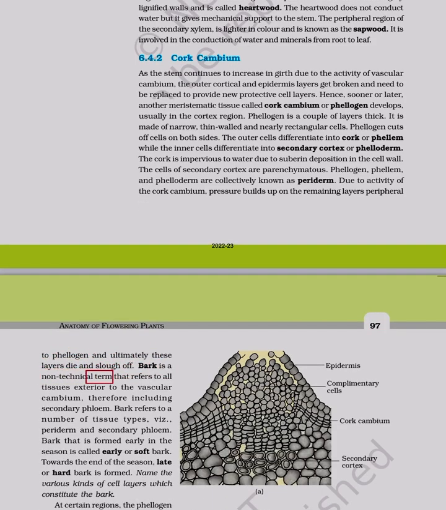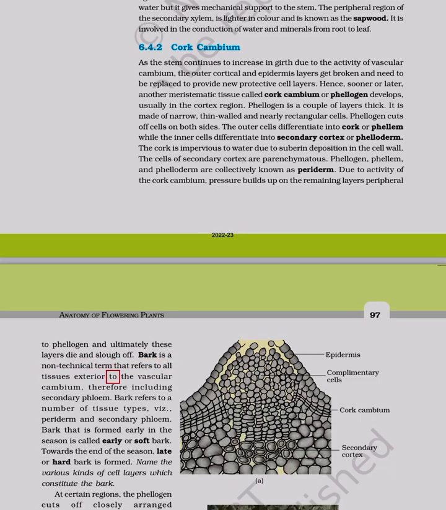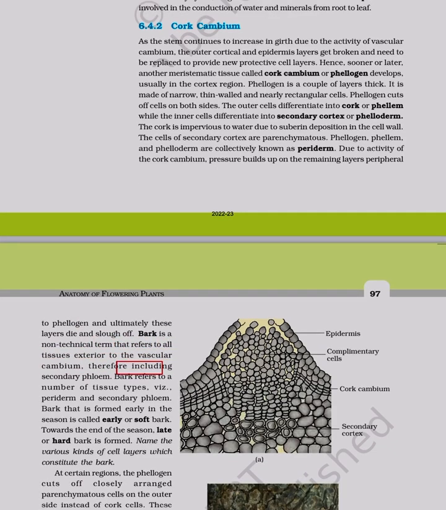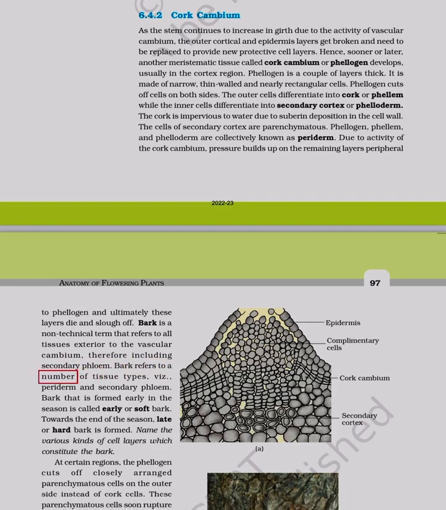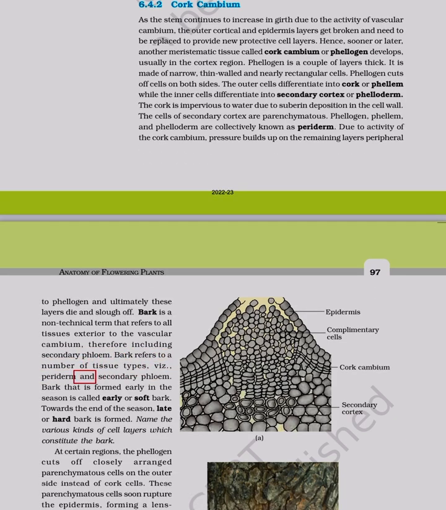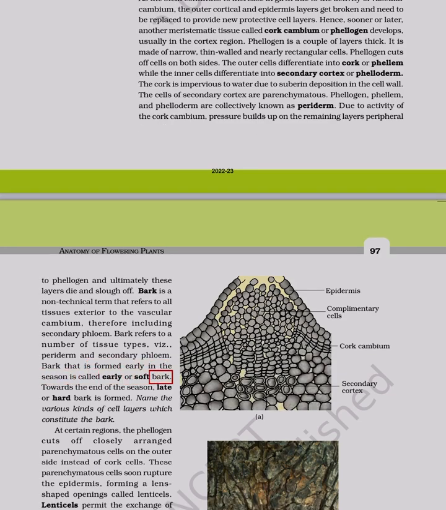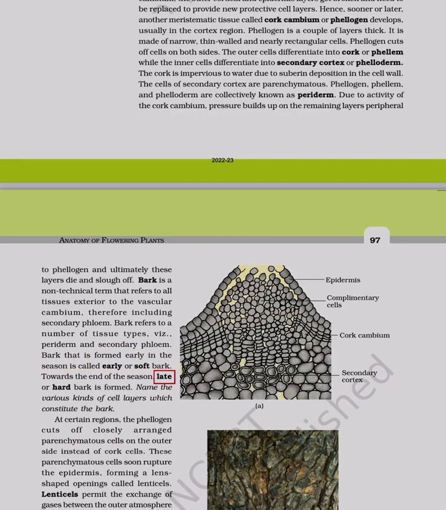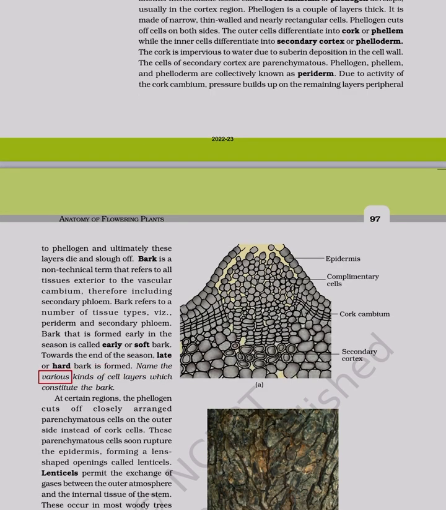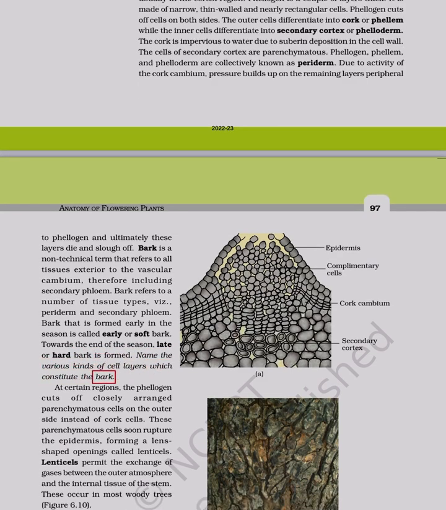Bark is a non-technical term that refers to all tissues exterior to the vascular cambium, therefore including secondary phloem. Bark refers to a number of tissue types, viz., periderm and secondary phloem. Bark that is formed early in the season is called early or soft bark. Towards the end of the season, late or hard bark is formed. Name the various kinds of cell layers which constitute the bark.